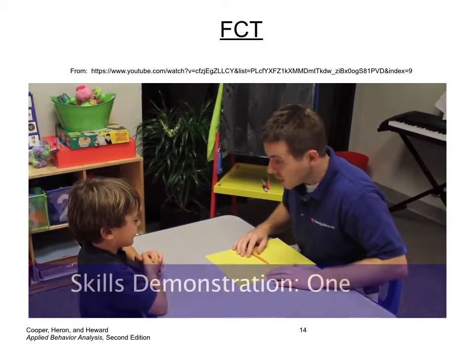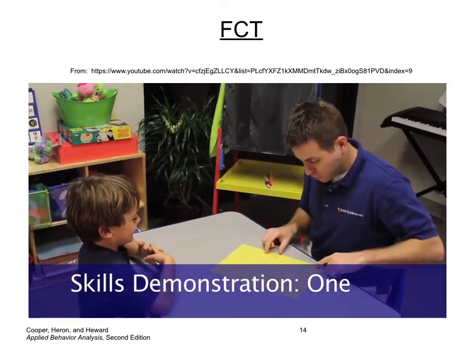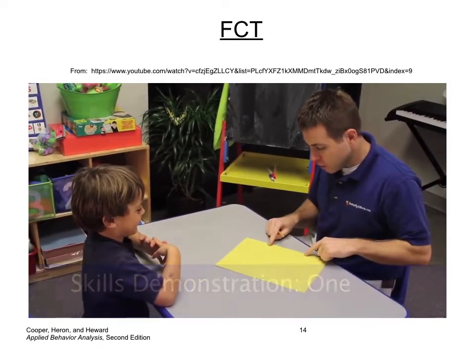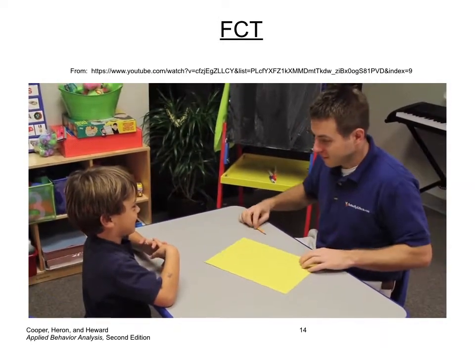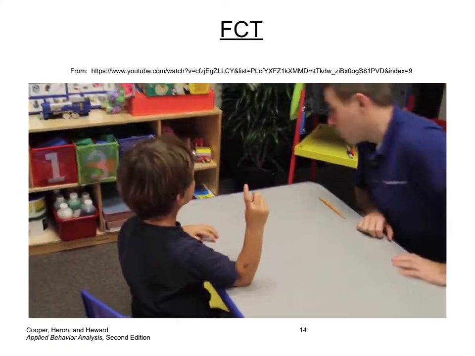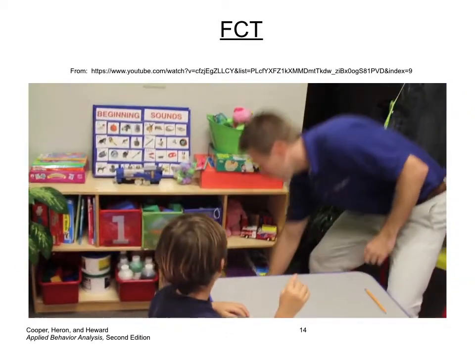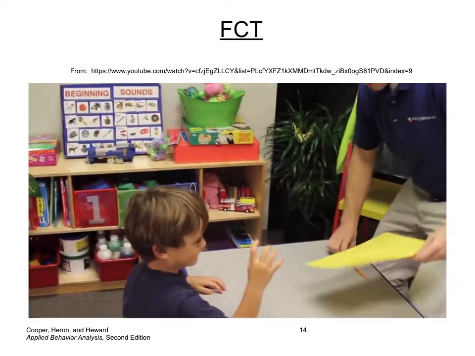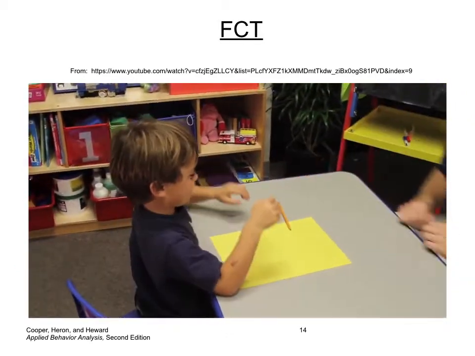All right, Duncan, right now we're going to practice tracing our name, and then you're going to write your name on the lines. Here you go. Now, Duncan, we don't throw our paper. We need to try again. Now, trace your name.